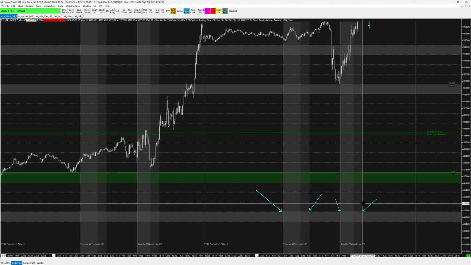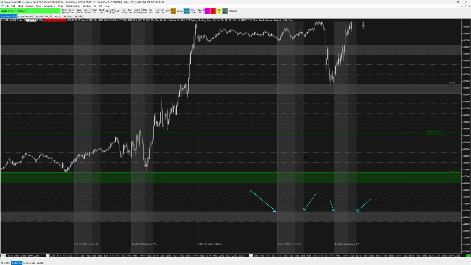So everything is Eastern time here, and it also has two colors. This ends at 11. The lighter color ends at 11, and then there's another hour or two for the end of the whole trade window. So basically, you trade in the direction of dealers during these time frames. But again, I will dig deeper into this in the video on strategies.